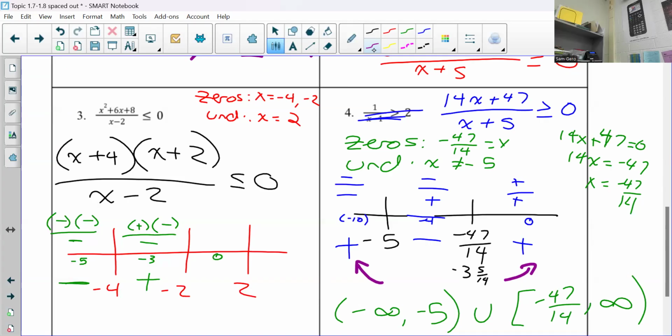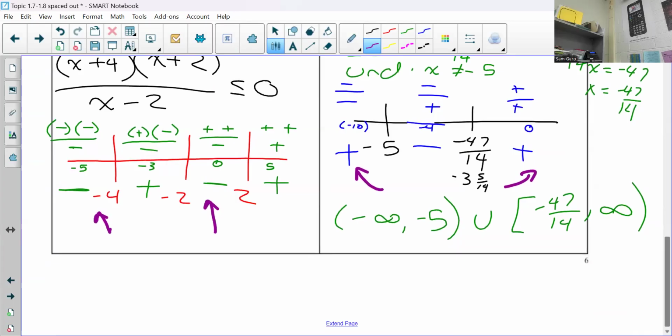0. 0 plus 4 is positive, 0 plus 2 is positive, 0 minus 2 is negative. Positive, positive, negative is negative. And now, 5. 5 plus 4 is positive, 5 plus 2 is positive, 5 minus 2 is positive. So that is positive. And I'm looking for less than or equal to 0, so that is this portion and this portion.